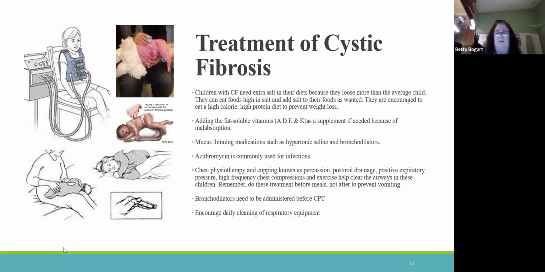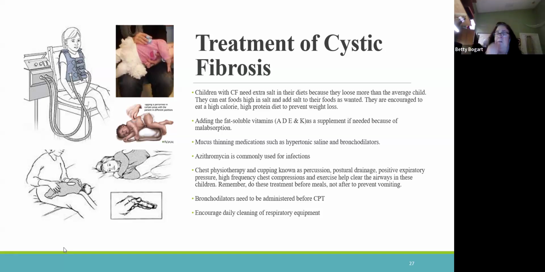So what sort of nutrition would be appropriate? Well, we're going to try to decrease the fat in their diet, right? But high calorie, high protein, and give them a salt shaker. They need it. They're going to get vitamins, the fat vitamins as they need it. And before they eat, they're going to get a bronchodilator first. And then they give chest CPT, get rid of all the mucus.